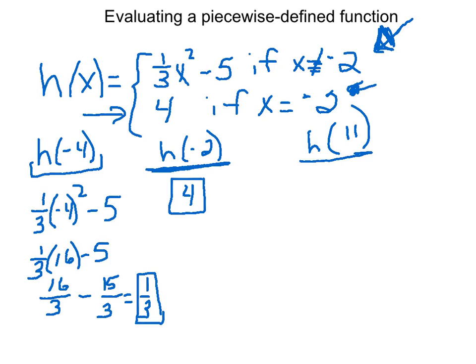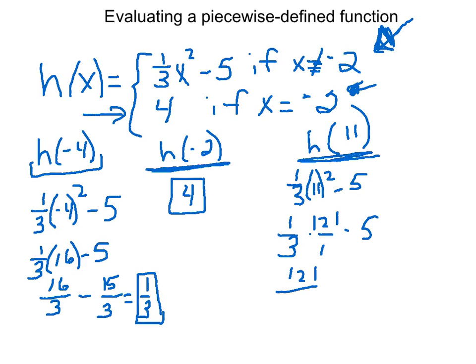The last one they give us is 11. This is another case where x is not equal to -2, so we have to return to our ugly equation, 1/3 x squared minus 5. I'm going to take out that x squared, and I'm going to put in an 11 squared. So 1/3, 11 times 11 is 121. So 121/3 minus, and again I'm going to change this to 15/3.